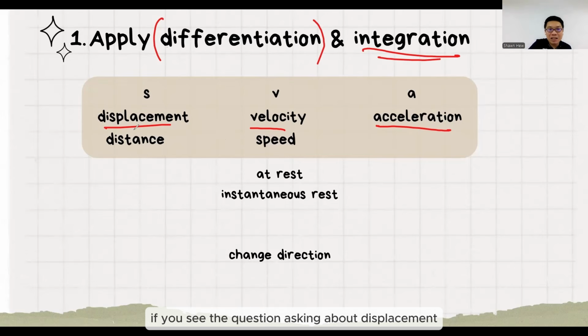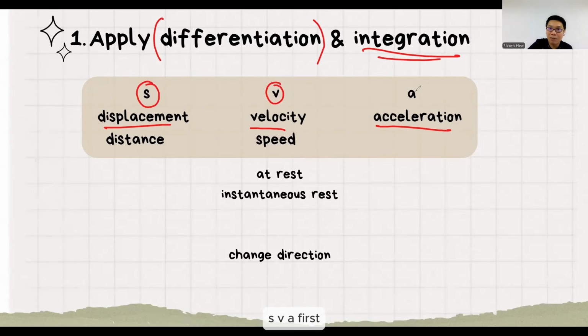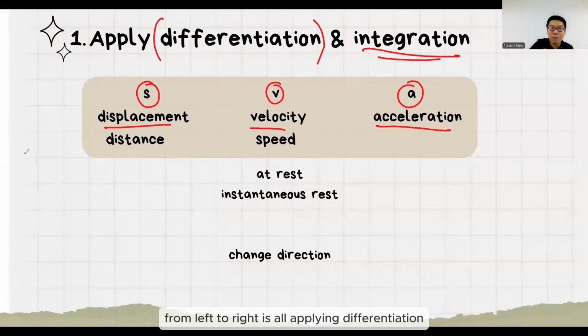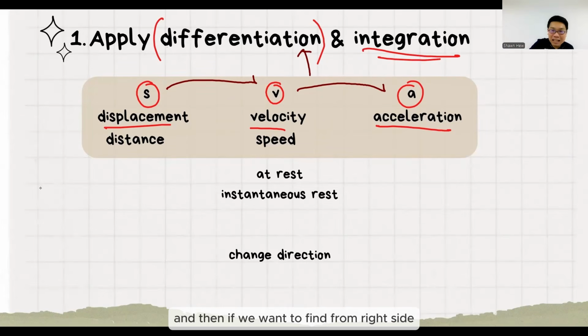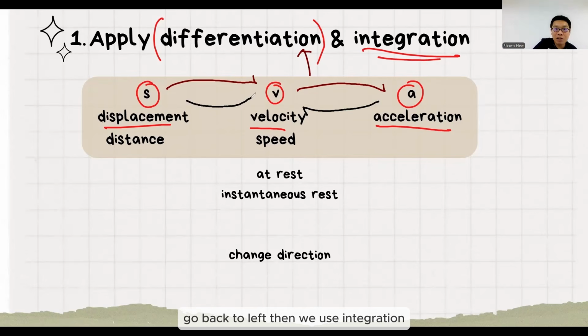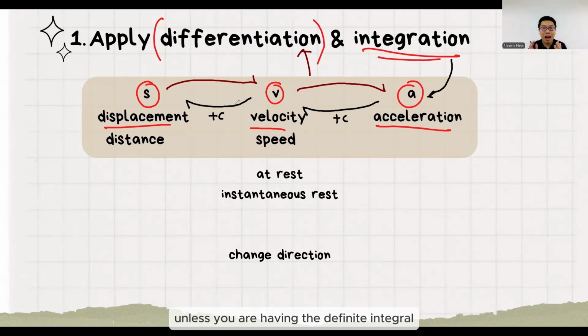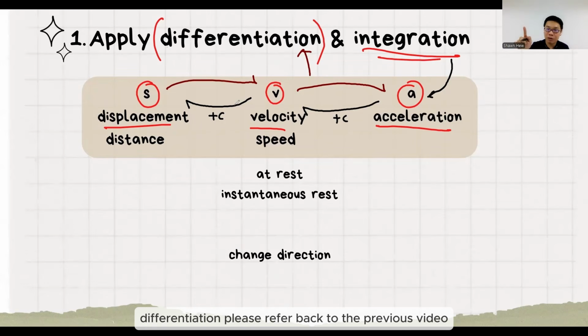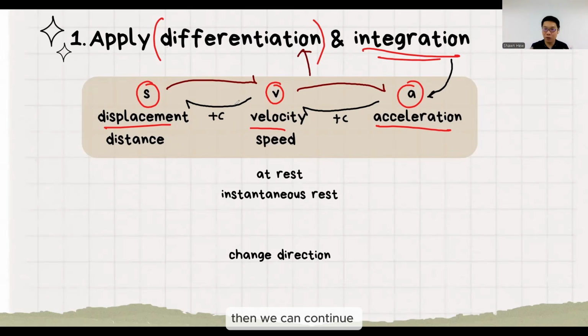If you see a question asking about displacement, velocity, and acceleration, I would strongly recommend you write down SVA first. When you want to find the relationship from left to right, it's all applying differentiation. If we want to go from the right side back to the left, then we use integration. When you apply integration, remember you need to find the value of plus c, unless you have a definite integral. If you are not familiar with integration and differentiation, please refer back to the previous video. If you are okay, then we can continue.